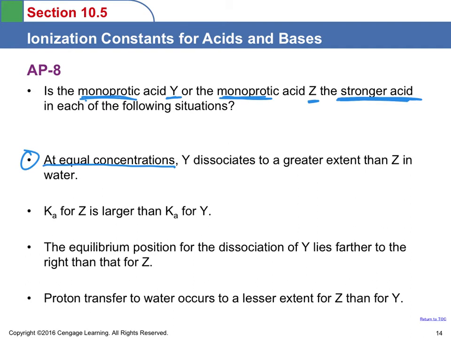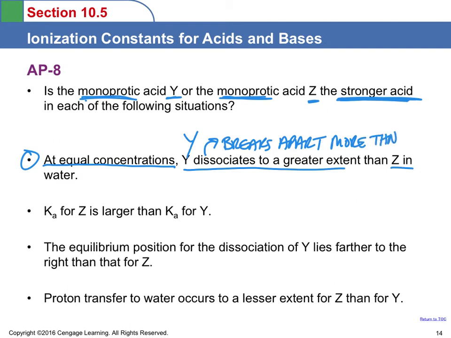Y is going to dissociate to a greater extent than Z. So remember, dissociate means it breaks apart. If Y breaks apart more than Z, that's essentially what this sentence is telling me. How do I connect that to strong versus weak? So remember, strong acids break apart all the way. Weak acids don't break apart very much. So if Y breaks apart more, it is going to be stronger than Z. So Y is stronger than Z.